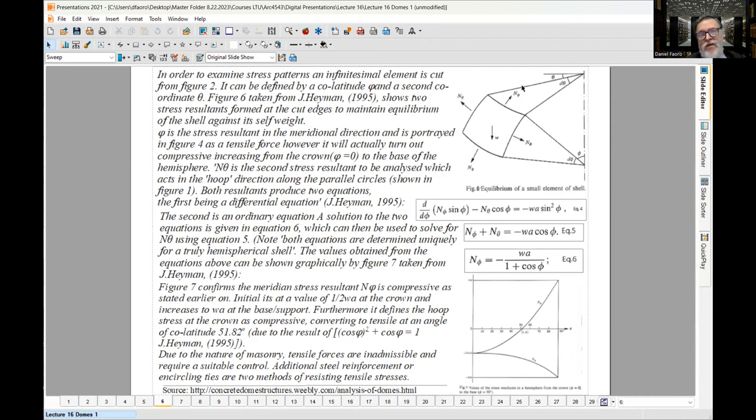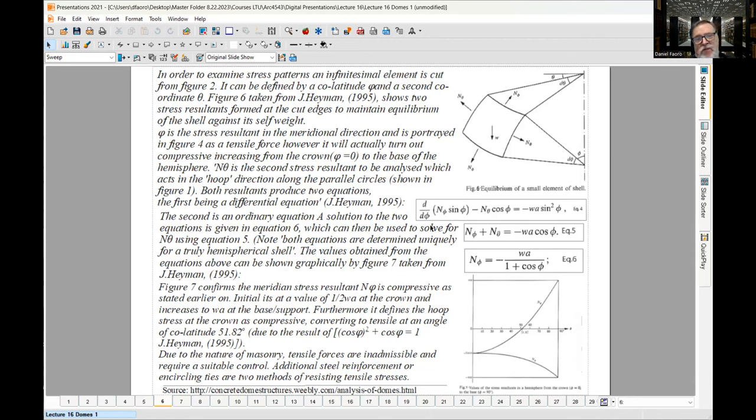So N sub phi here, N sub theta here, these are meridional forces. These are our tension or compression forces on the hoop or the parallels. And this force is representing our gravity weight going downward. So if we look through the formulas here, we'd say our d sub phi, where d sub phi is this angle. D would be the total angle from the center all the way to the ground.